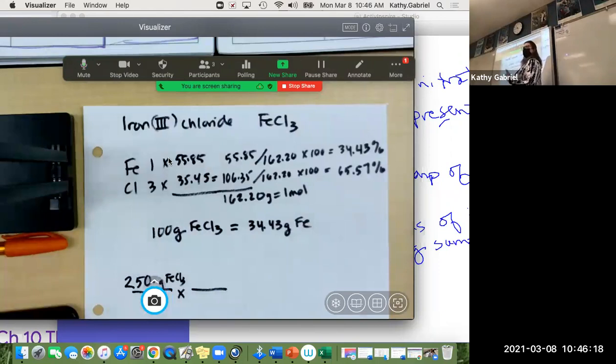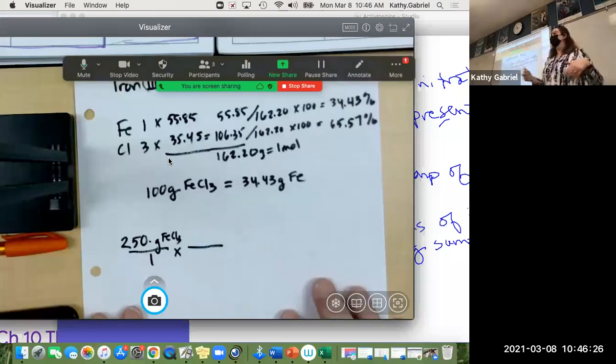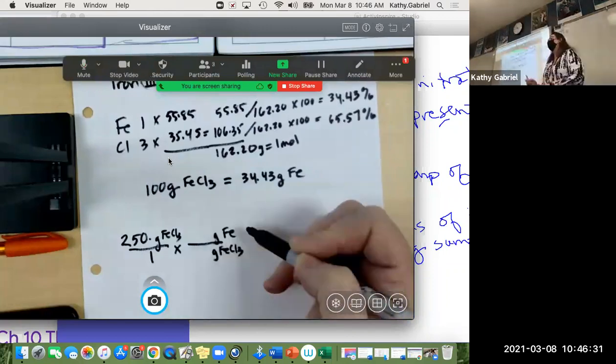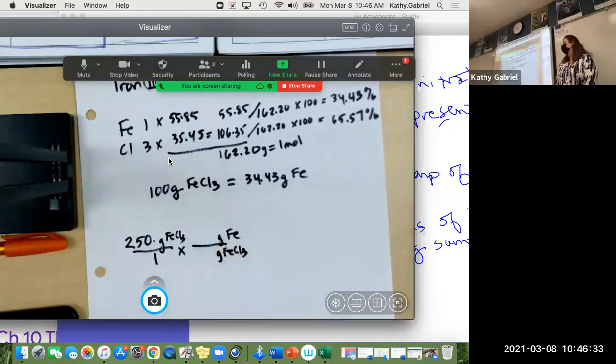So here we are. We have grams of FeCl3. So I'm going to put grams of FeCl3 on the bottom, and I'm going to put grams of Fe on the top. These guys will cancel and I'll get what I need. Okay. So what's going to go on the top? What's going to go on the bottom? So you need a number on both the top and the bottom. We haven't seen that very much. So we have to do that.